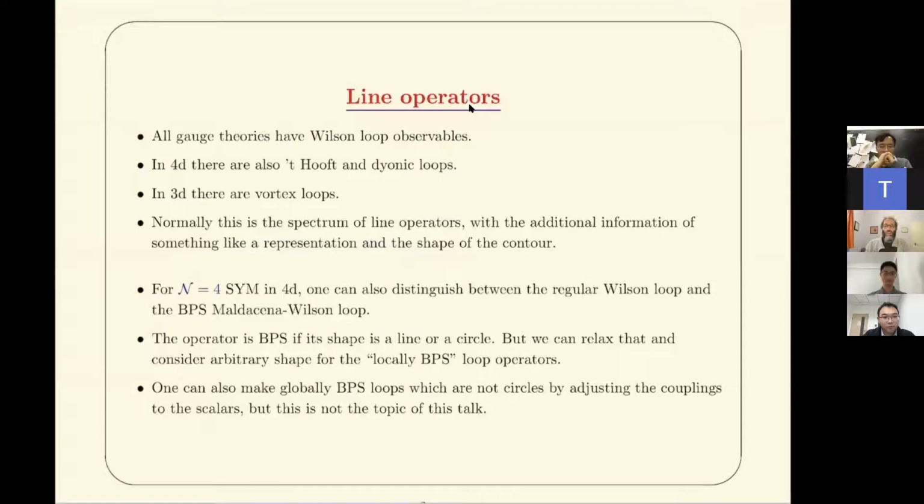Okay, so I will talk about line operators. So all gauge theories have Wilson loops, and they are very important observables. They can tell you about confinement and so on. In 4 dimensions, there are also 't Hooft loops, which are disorder operators as opposed to Wilson loops. And the closest thing we have in 3D to them are vortex loops. They're also disorder operators. But I'm not actually going to talk about them.